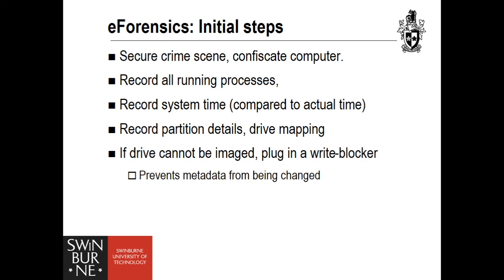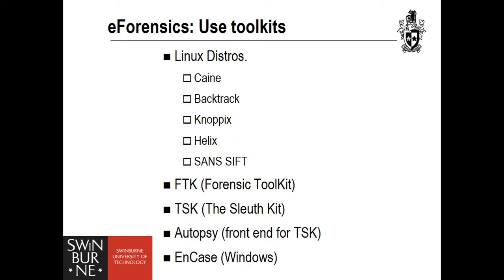So the additional steps for forensic are to secure the crime scene, confiscate the computer, record running processes, record system time, record partition details and drive mapping. If the drive cannot be imaged, plug in a write blocker. So these are the tools that we can use for e-forensic, such as Linux distro, FTK, TSK, Autopsy, and CAINE.